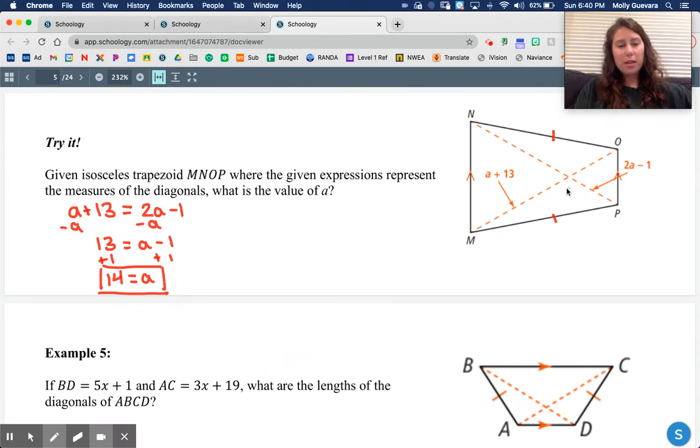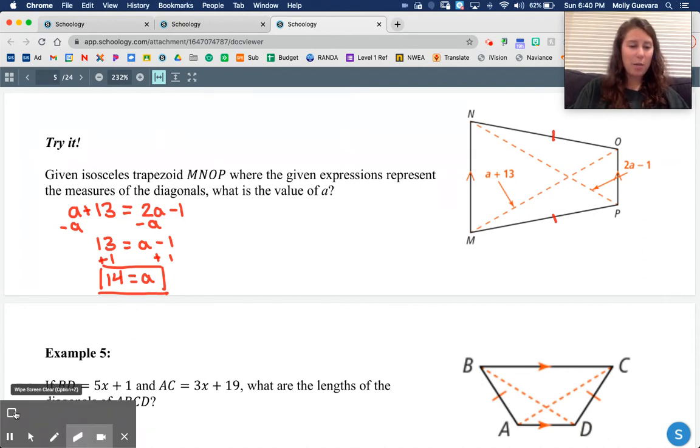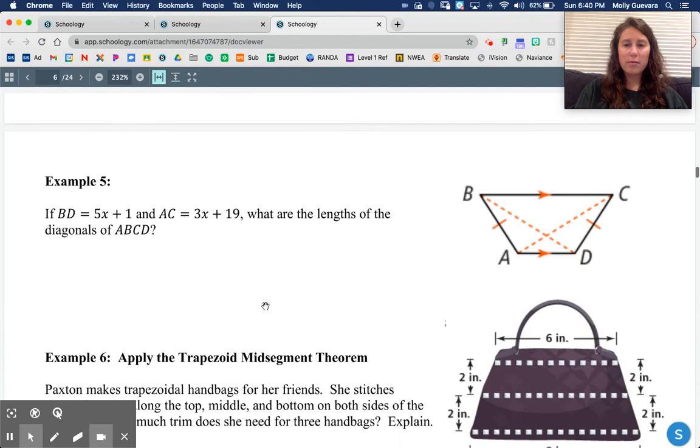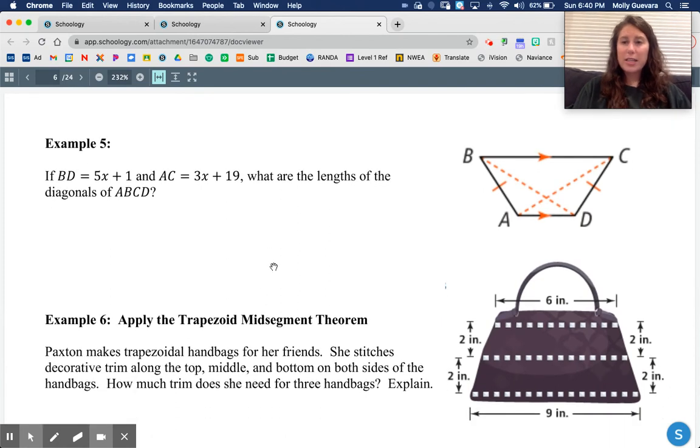Okay, example 5 is pretty much the exact same thing. I want you guys to try this one yourself again. So consider it a try it. Okay, go ahead and pause the video and try this out, and then when you're ready to go over example 5, we'll do it together.